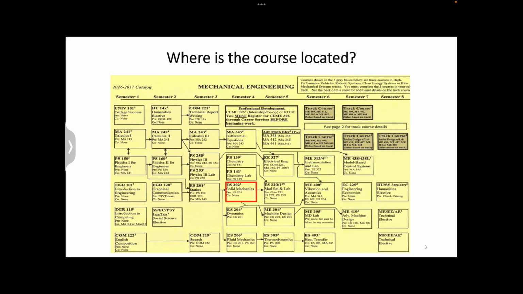Before we start, you might want to know where this course is in the curriculum. So here is the answer. If you are a mechanical engineering student, the course is usually taken in the fourth semester after you have studied ES201 statics. What that means is you do need to have a good understanding of statics before registering for this course.